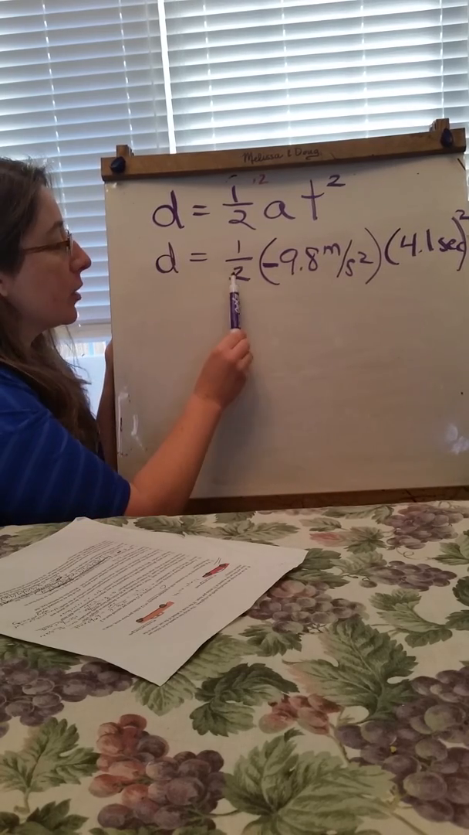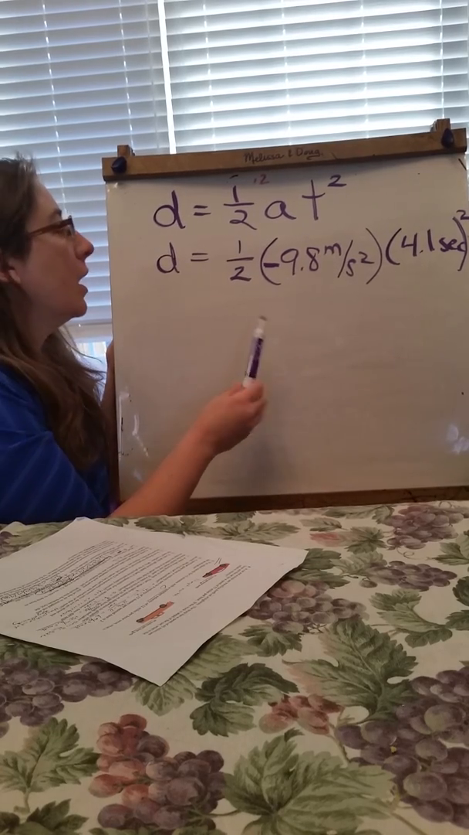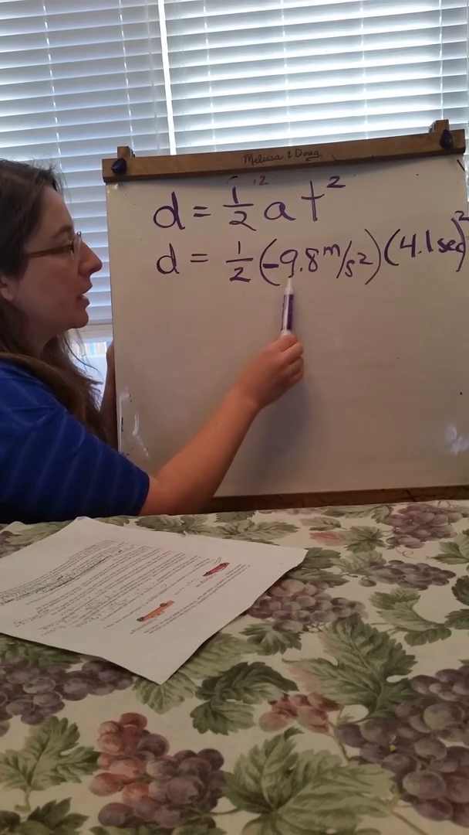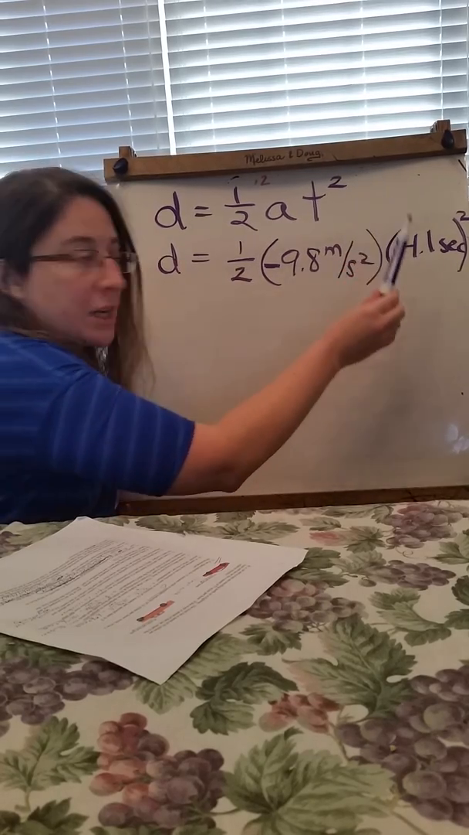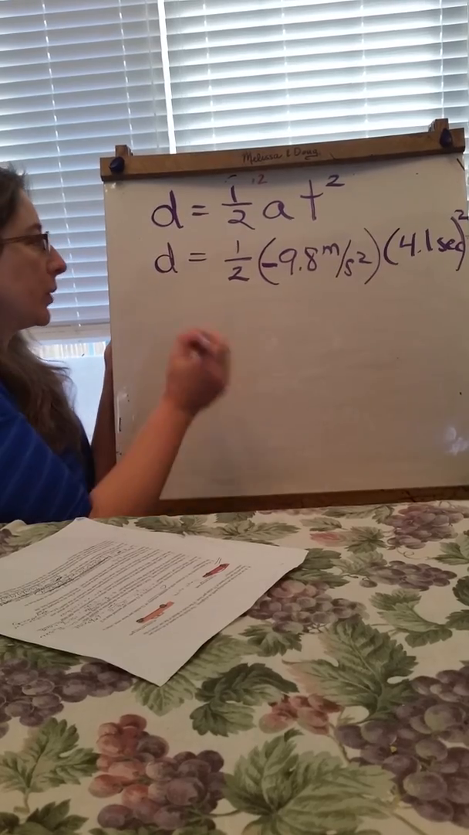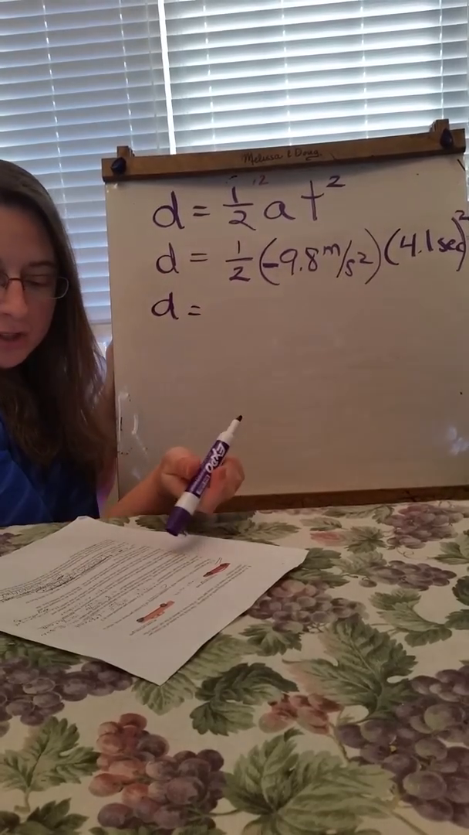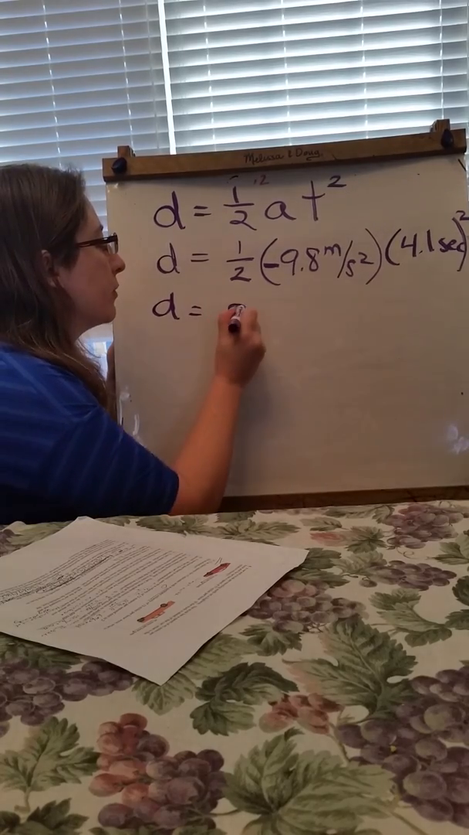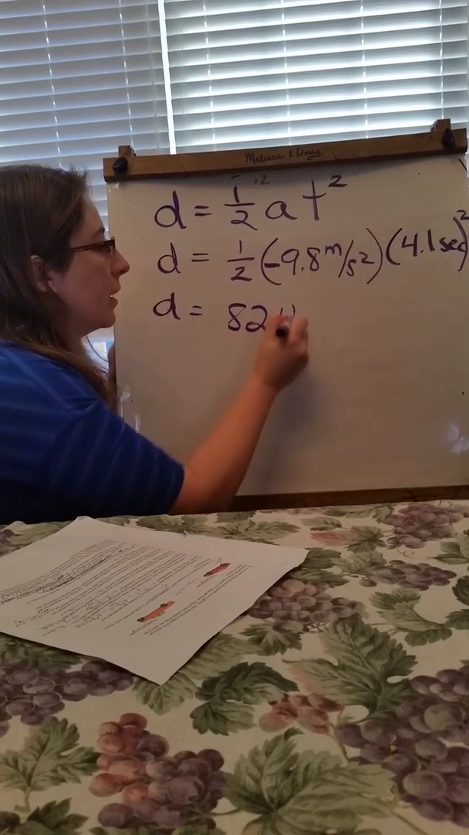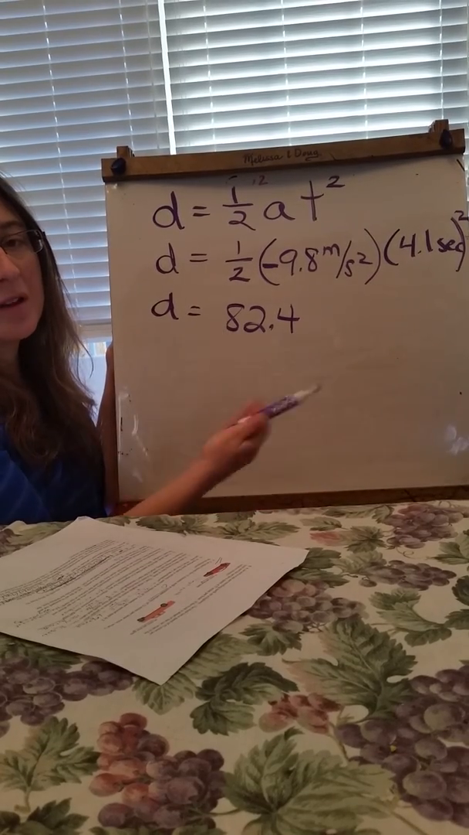So you're going to type in your calculator 0.5 for the 1/2, or you could do 1 divided by 2, times 9.8 times 4.1 times 4.1, because 4.1 is squared. So don't forget that part. And when you type that into your calculator, you should get 82.4 or something like that. Maybe if there's a 100th place, I rounded.